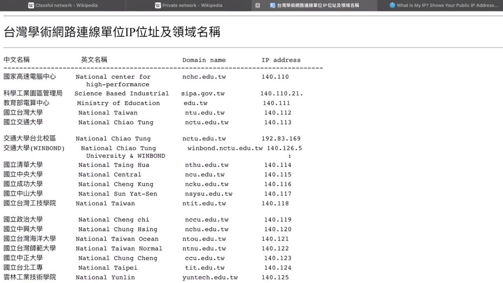Let's take a look at the other part. For example, National Taiwan University gets a class B network as well. It starts with 140.112, and National Chiao Tung University is another class B, 140.113, and so on and so forth. And we can see that NCCU, National Chengchi University, gets a class B as well. It starts with 140.119.